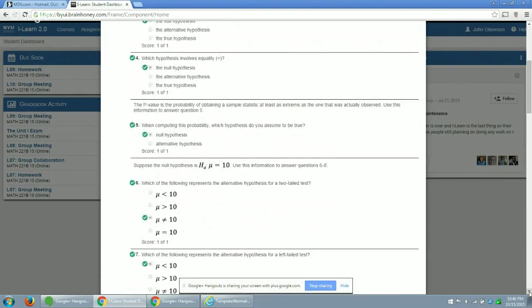Suppose the null hypothesis is equal to 10. Which of the following represents the alternative hypothesis for a two-tailed test? When we talk about two tails, it's the left and the right of that. And so in order to get that, this one right here is the only one that's two-tailed. So that is the answer. It's not equal to.